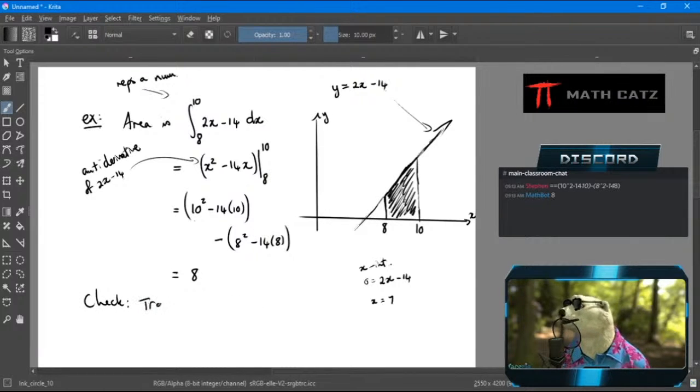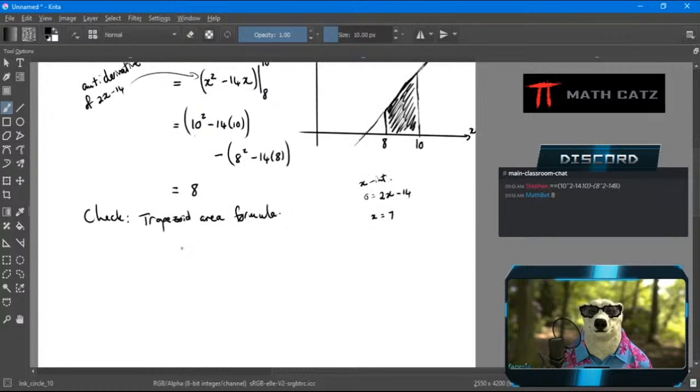Check with our trapezoid area formula. Like this. So I have half, not h, sorry, force of habit. The gap between them. Is that the right formula?